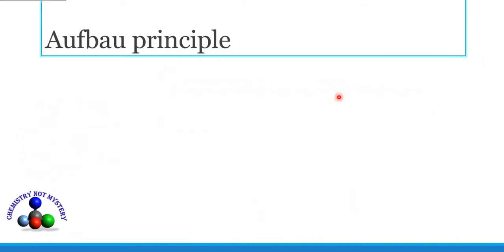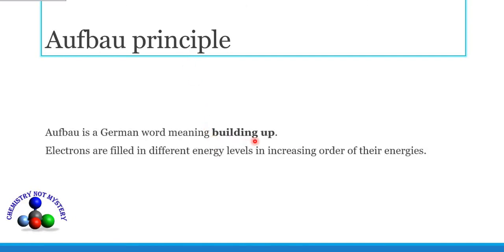Filling of electrons is governed by the Aufbau principle. Aufbau is a German word meaning building up. Electrons are filled in different energy levels in increasing order of their energies. That means electrons are first to be filled in the lowest energy level.